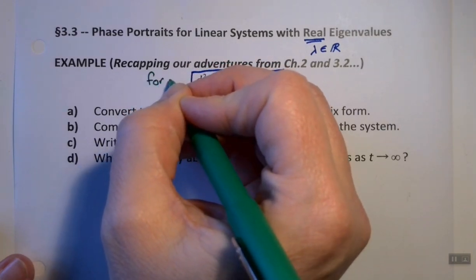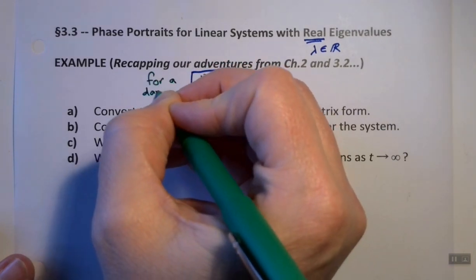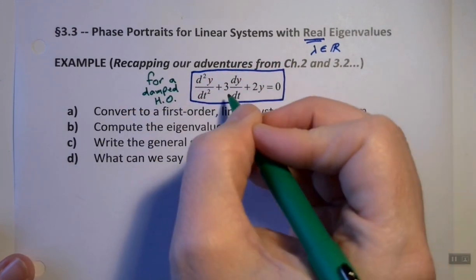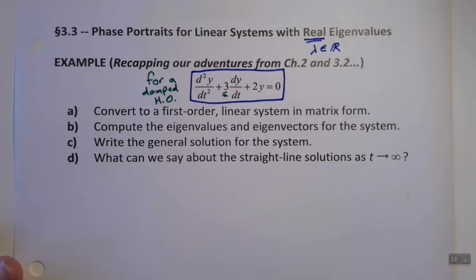damped harmonic oscillator. And we can tell that it's damped because it has this term right there. The 3 tells us that the coefficient not being 0 tells us that we're dealing with a damped harmonic oscillator.